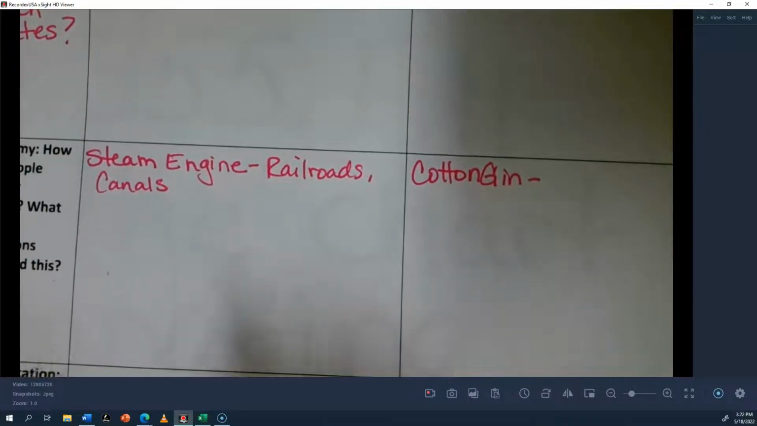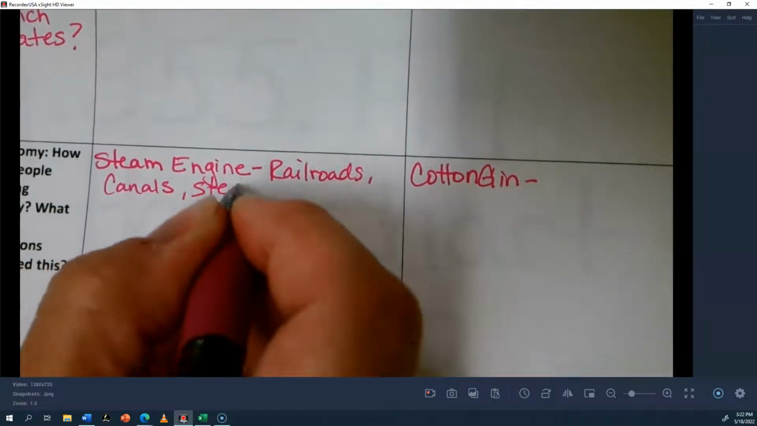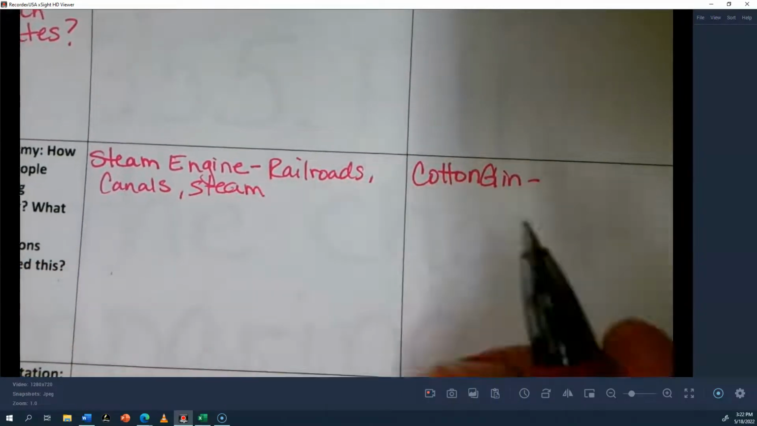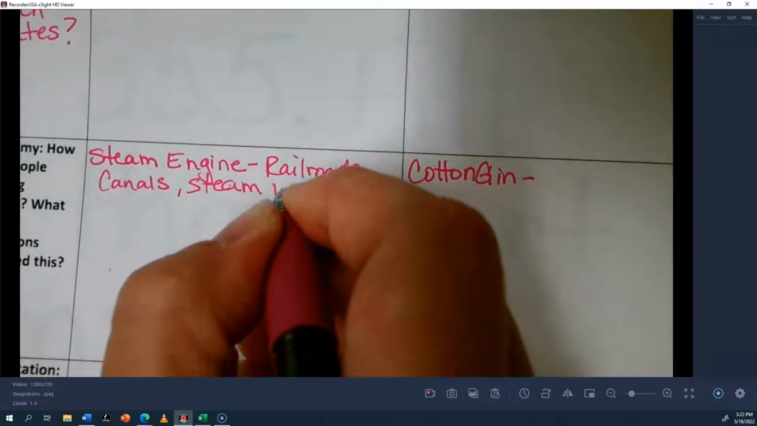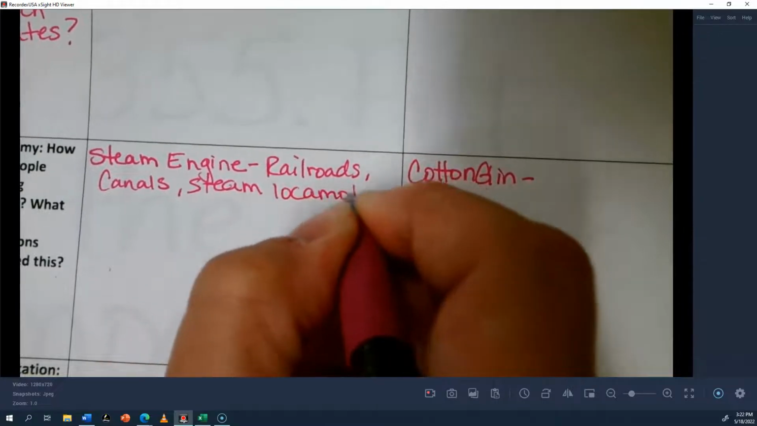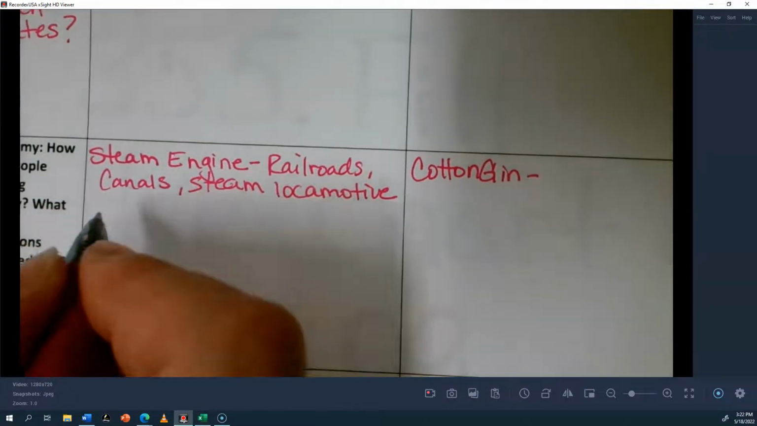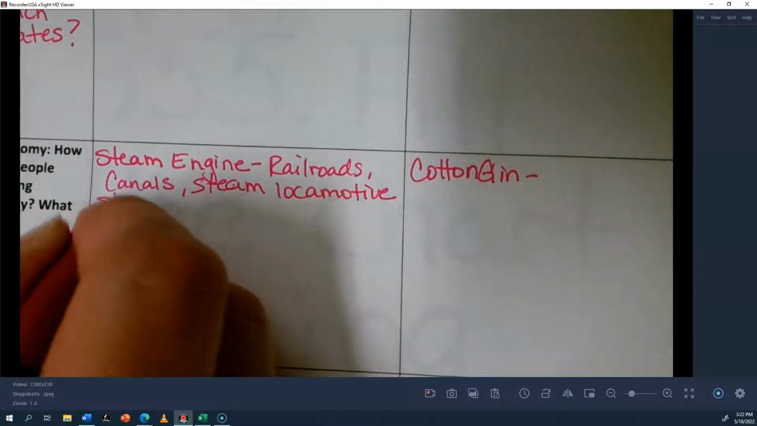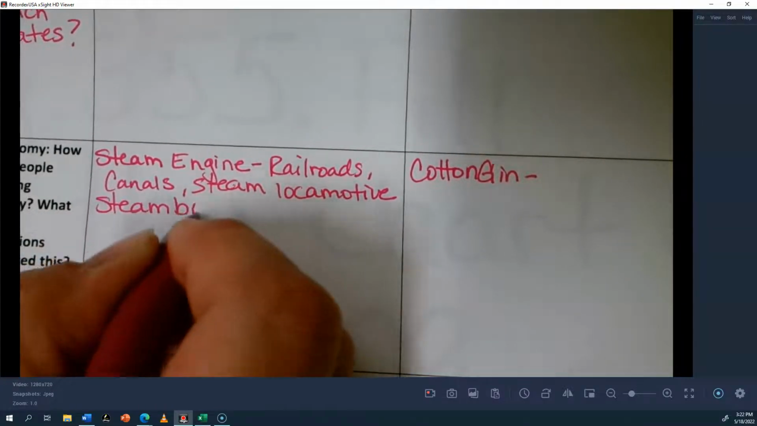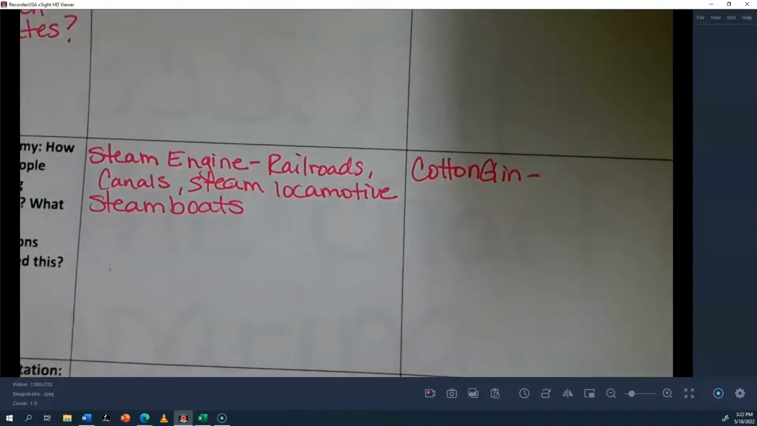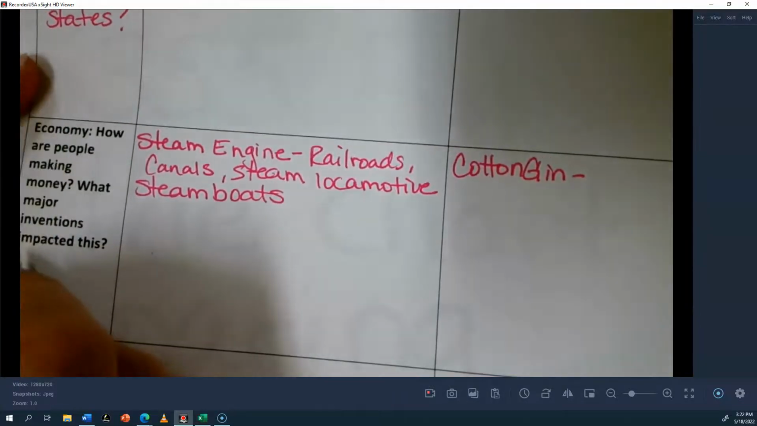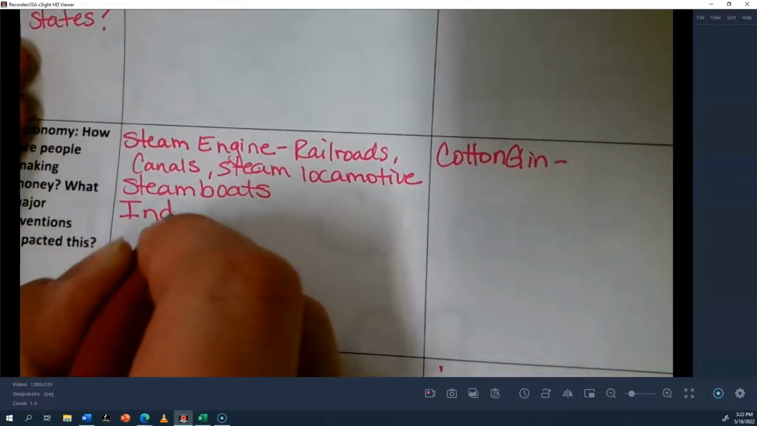So railroads, canals, steam engines, right? Or what was a steam locomotive? That's a railroad. And we could say the steamboats. You know what other things were invented? Things like the sewing machine was invented. Okay? We start to see factories popping up. The Industrial Revolution.